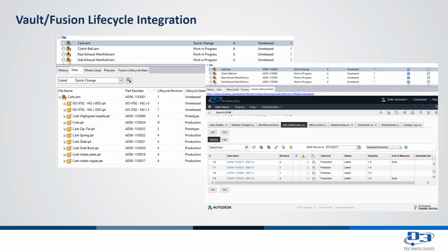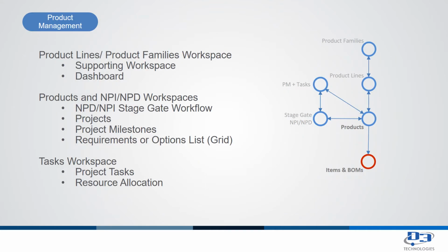And here's an example of the two systems next to one another. So you have Autodesk Vault on the left, and you have Fusion Lifecycle on the right, and basically mapping all the item and BOM data into the Bill of Material tab inside of Fusion Lifecycle.